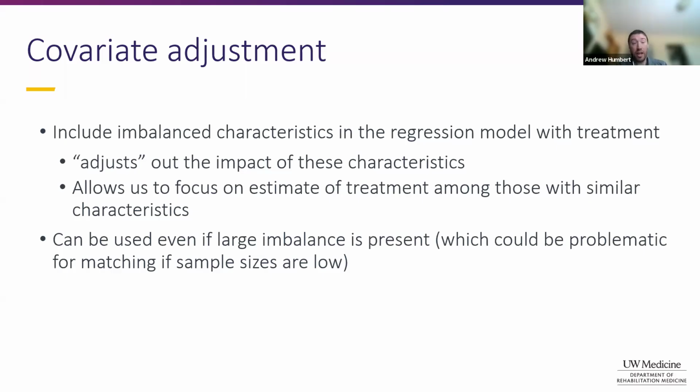This is really nice because it can be modeled even if there's very large imbalance present in characteristics. If there's a very, very large imbalance in something like sex between our treatment and control group, it could be hard to find the necessary matches between those two groups. So the matching can break down and say, okay, we can't match based on sex because we don't have enough men or women in one group compared to the other group.